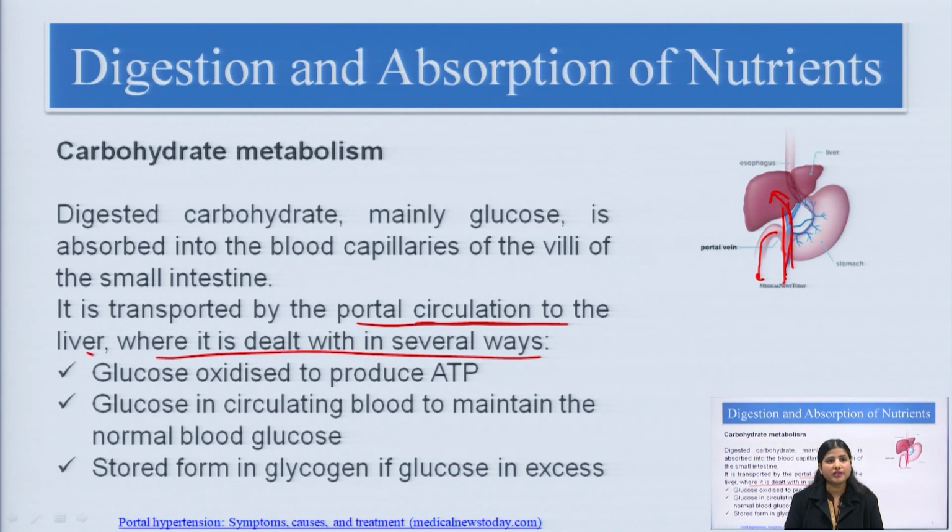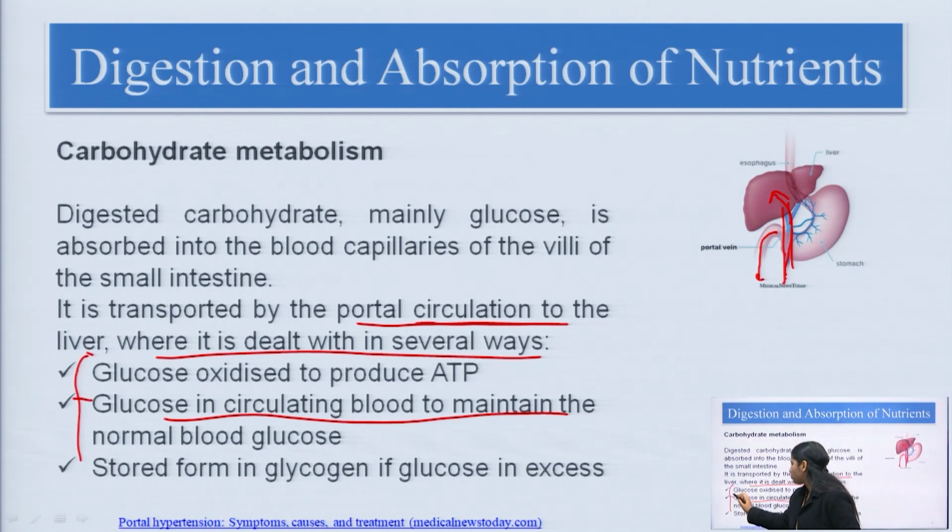The glucose which is absorbed can either be utilized to produce ATP, energy, in the liver, or it can go into the circulating blood to maintain the glucose levels, or it can be stored in the glycogen form if the glucose is present in excess amount. So, these are some of the ways through which the glucose can go.